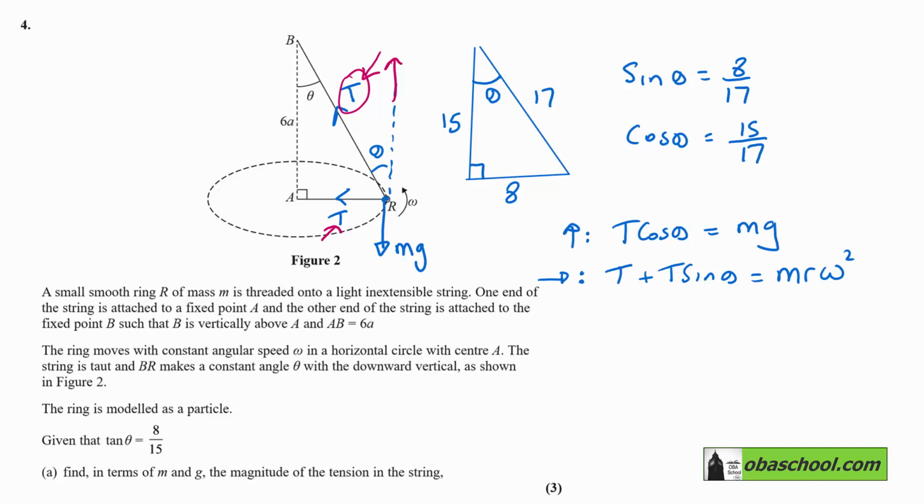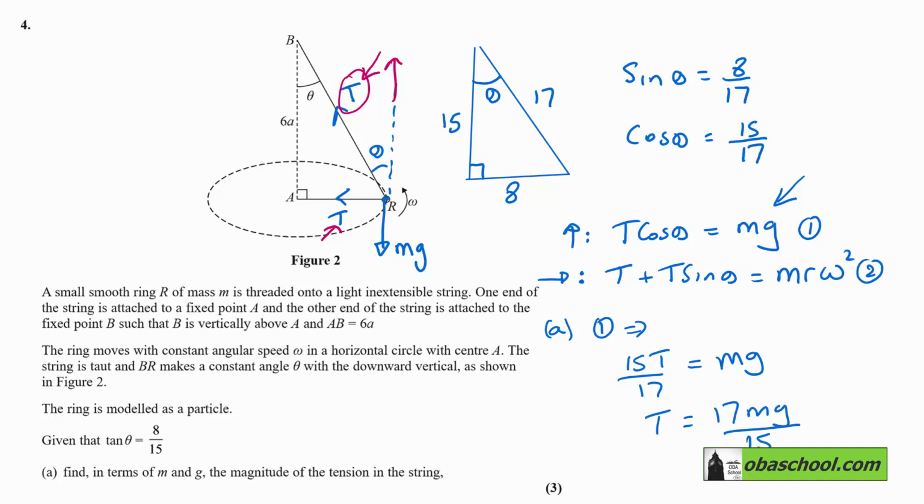Now in part A, we're finding in terms of m and g the magnitude of the tension in the string, and we can get that directly from the first of our two equations. Let's call them 1 and 2. So for part A, 1 is going to give us 15T/17 is equal to mg, and therefore T is equal to 17mg/15.